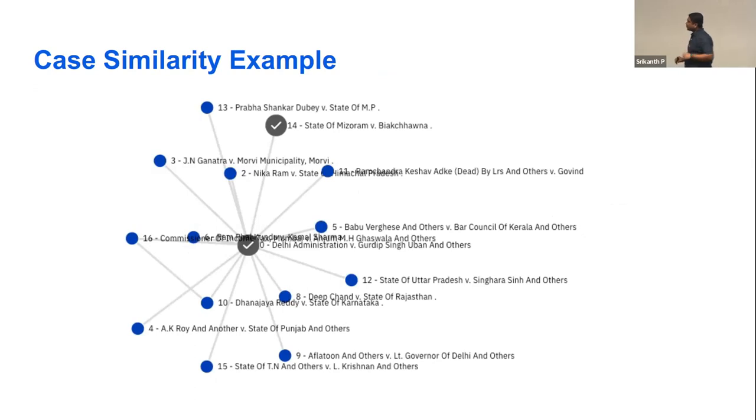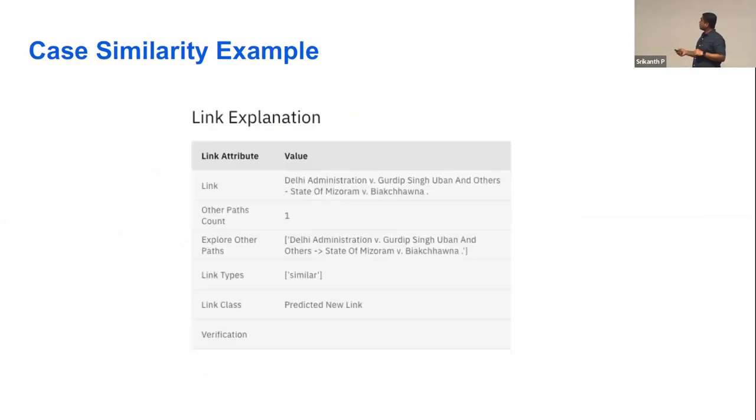In this case, this shows some of the cases that are predicted as similar. I'm just selecting two cases. If you look deeper into this, the model has predicted these two cases as similar. We also try to see if there is a path from one judgment to another as a way of explanation. We say that this judgment cites this other judgment, or this judgment is similar to others. There is a path. You can find out how judgments are related.